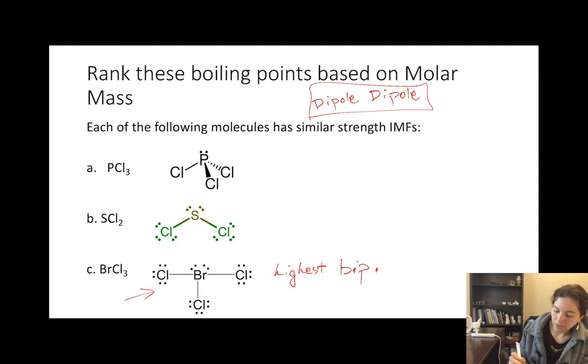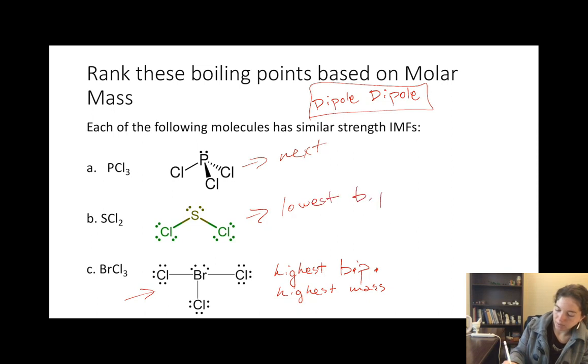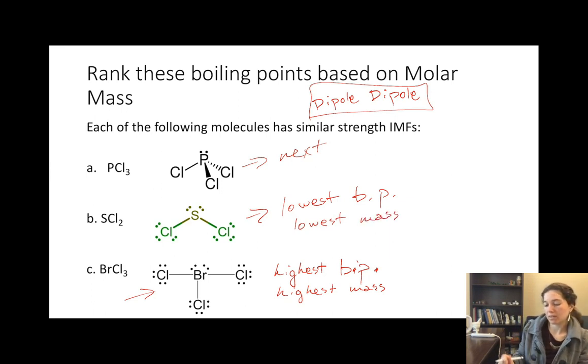Oh, I keep doing that. Because it has the highest mass among all three molecules that have the same intermolecular force. The next one would be this one. So this would be our next one. And then this would be the lowest boiling point because it has the lowest mass out of all three of these compounds. And that's how simple it is for these.